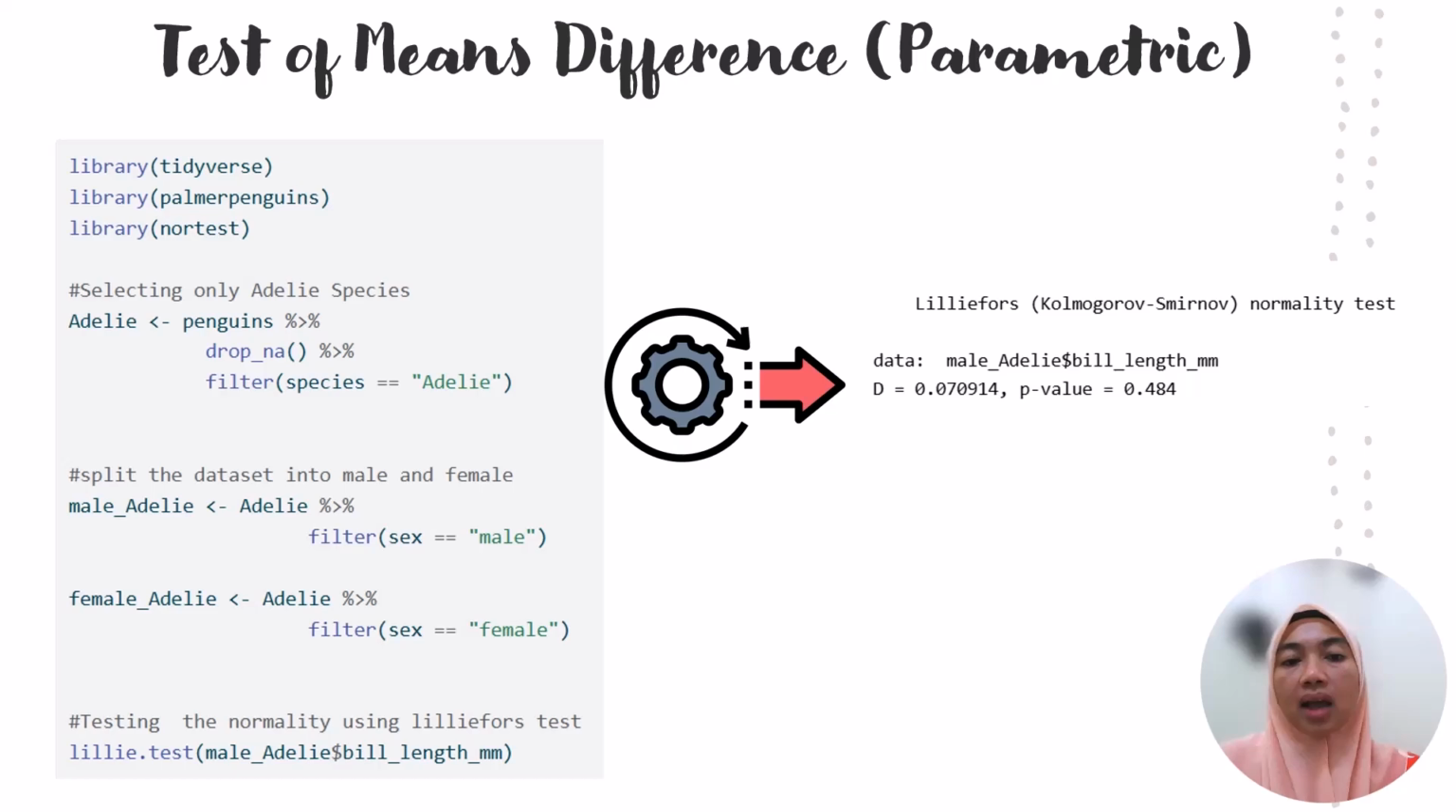This is the syntax, or the code in R, for the normality checking on the left hand side. You can follow the coding on how to check the normality. First, the library calls for the three groups, and then you select only Adelie species. Then you split the data set into male and female based on your objective, based on your hypothesis. Then you test the normality using the Lilliefors test, and you can get the output for the Kolmogorov normality test.